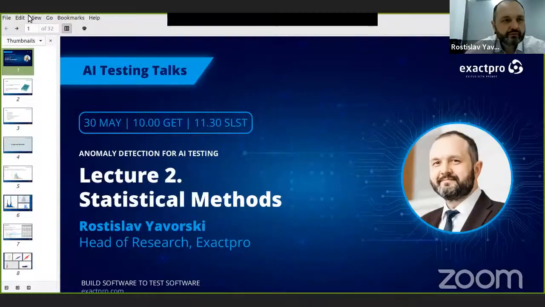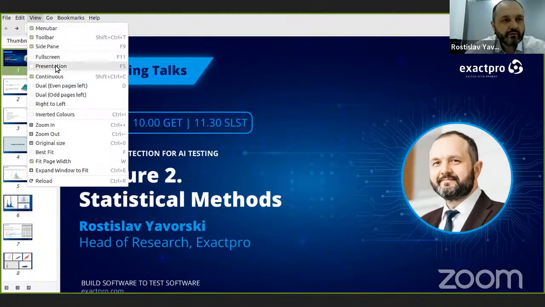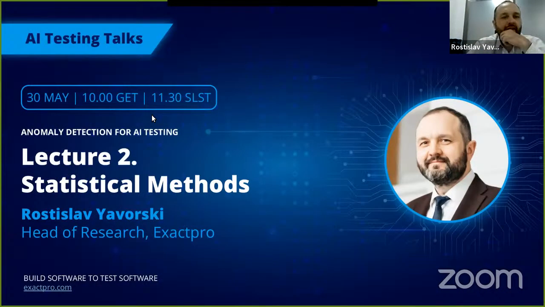So let me share my screen. Okay, you should be able to see my screen. So lecture number 2, anomaly detection for AI testing, and we'll speak about statistical methods.